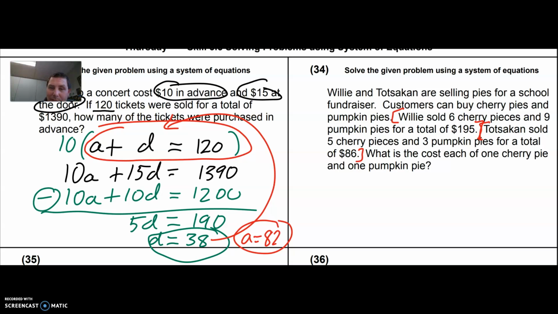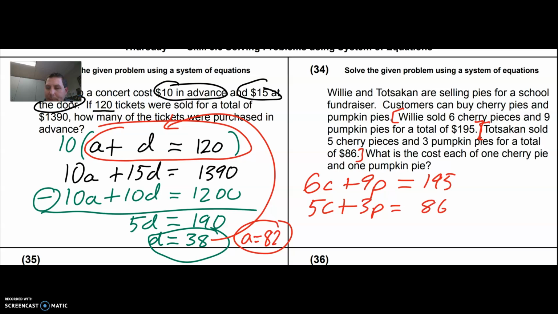So Willie bought 6 cherry pies, I'll put C, plus 9 pumpkin pies, I'll put P. And the total cost there was $195. Tusakin had 5 cherry pies sold, plus 3 pumpkin pies for $86. We don't know the cost for either of those pies.